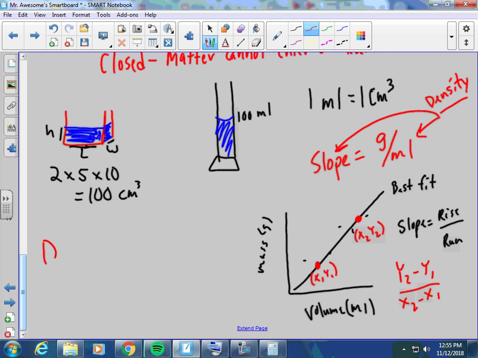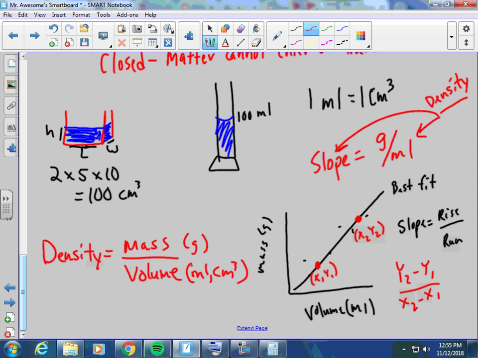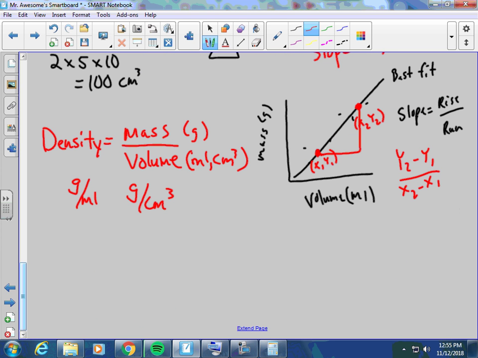We should know that density equals mass divided by volume. Mass in grams. Volume could be in milliliters or cubic centimeters. So our units for density will be grams per milliliter or grams per cubic centimeter. You should be able to figure out the density based on the slope, the rise over the run. You should also be able to figure out density from the formula. You should be able to switch those around and find the other variables.